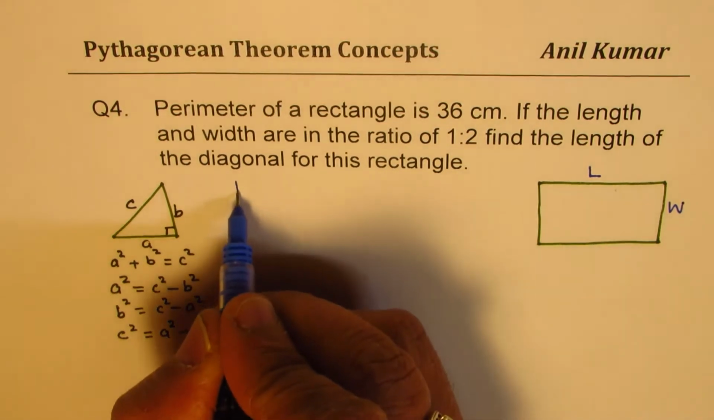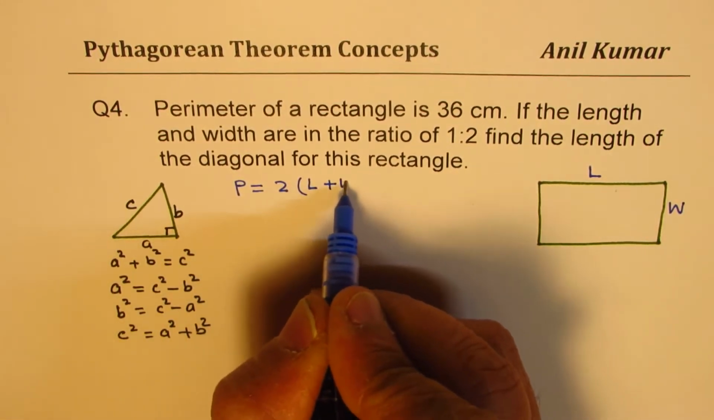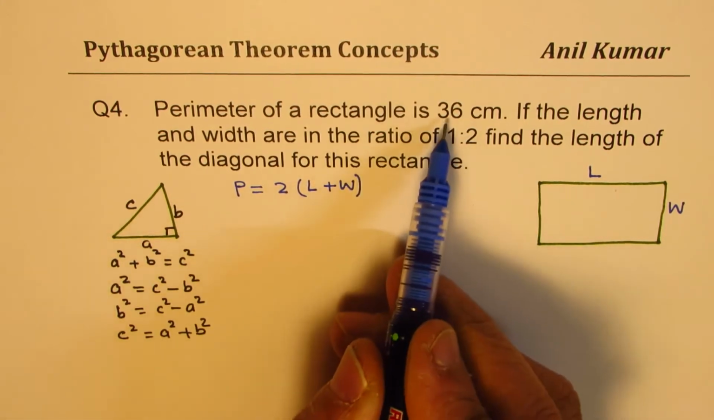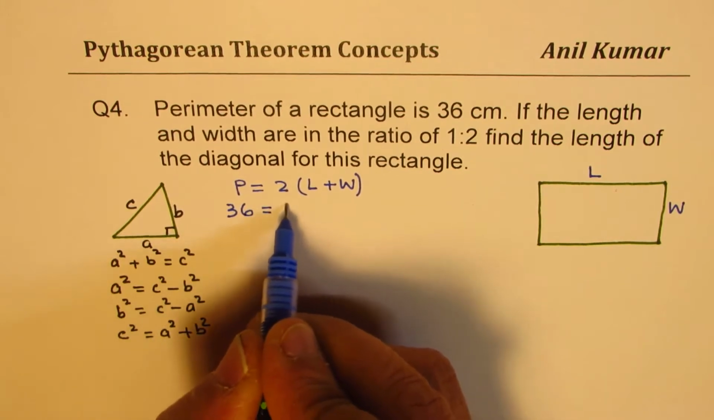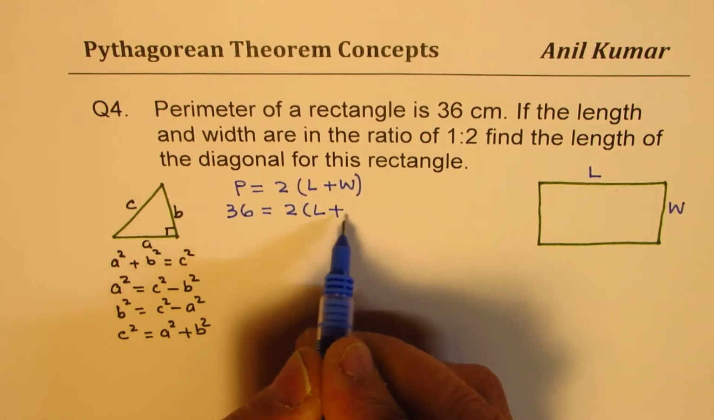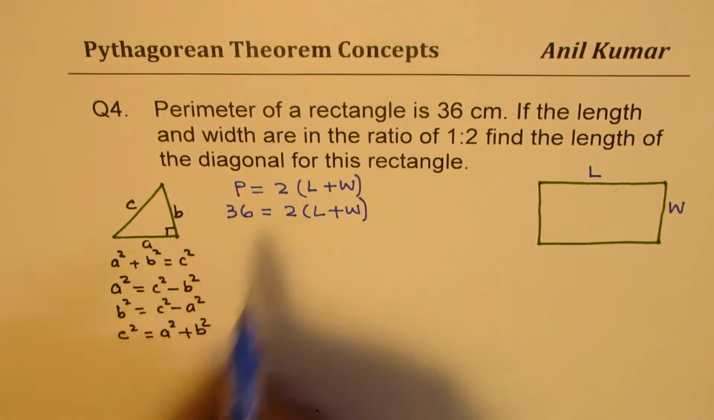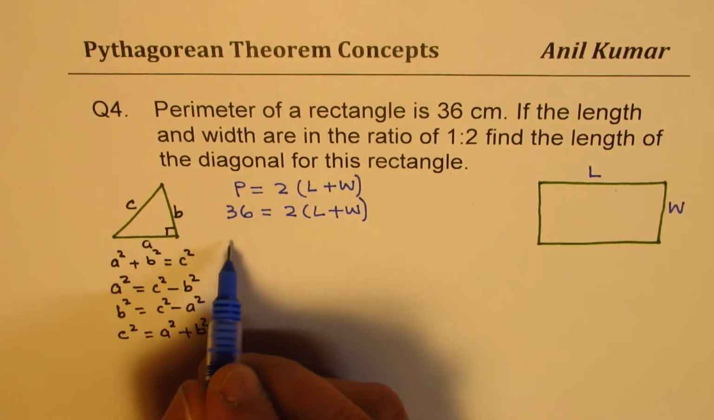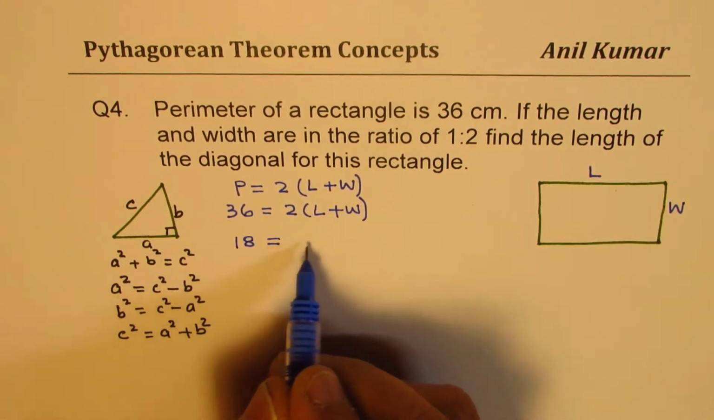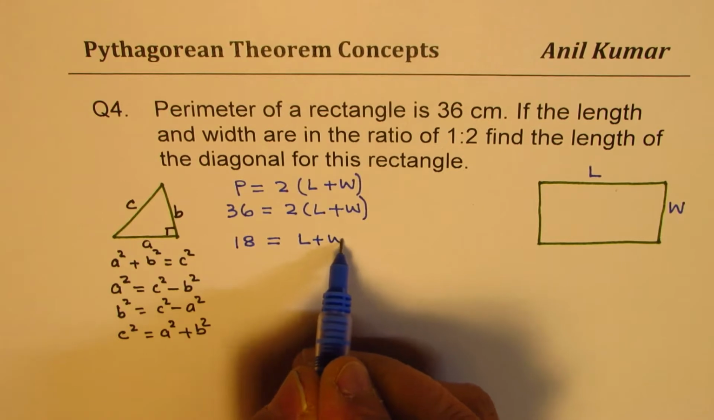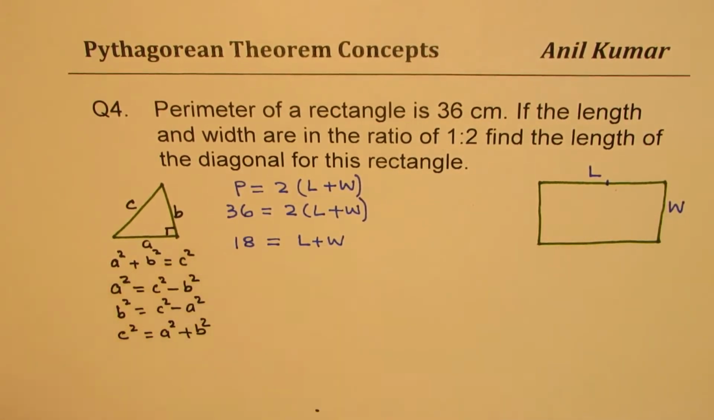Now when we say the perimeter of a rectangle is 36, so if L is the length, W is the width, then perimeter is 2 times length plus width. Correct? We are saying this perimeter is 36. So 36 is 2 times length plus width. Now we could divide by 2 both sides. So dividing by 2, we get 36 divided by 2 is 18. So 18 is length plus width. So the sum of these two sides will be 18.